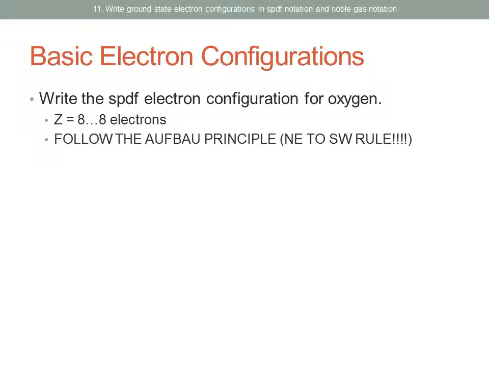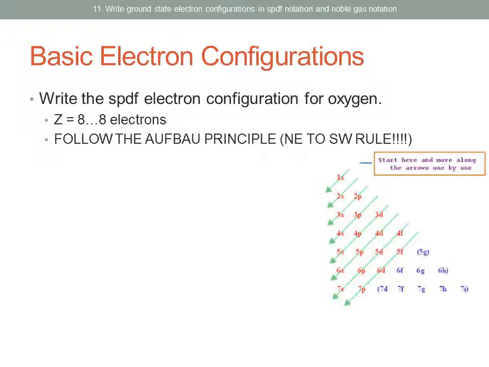The key here in writing this is we need to follow the Aufbau principle, which, recall, is simply the principle that says that electrons are going to fill the lowest energy orbital that's available. And we can determine that order based on the northeast to southwest rule, which is the same chart that you saw in the previous video. Recall, if we just follow each arrow, starting with the first arrow at the top and drawing in arrows diagonally from northeast to southwest, this gives us the order that the sublevels fill.